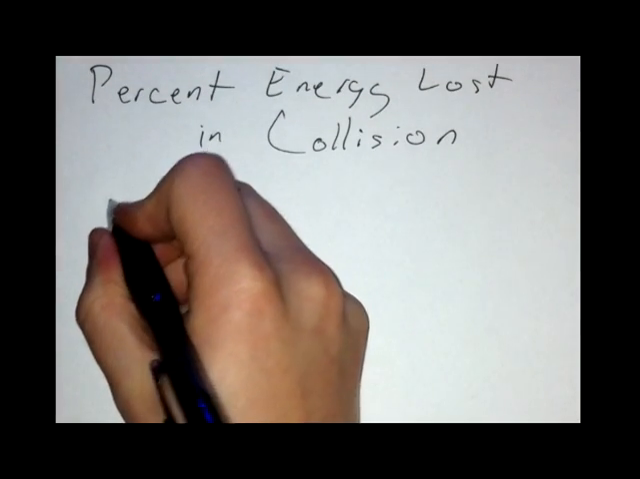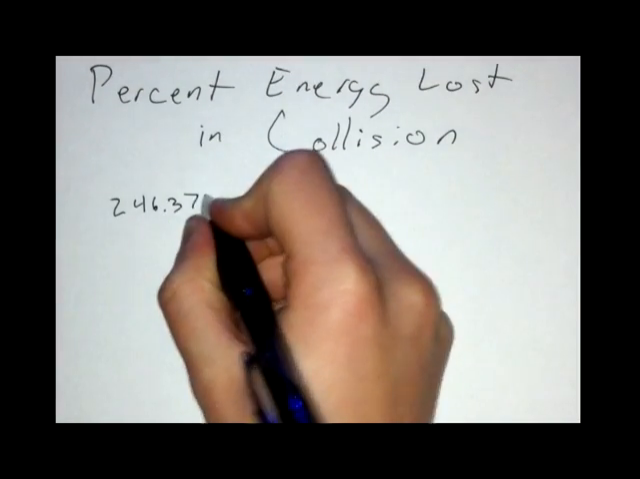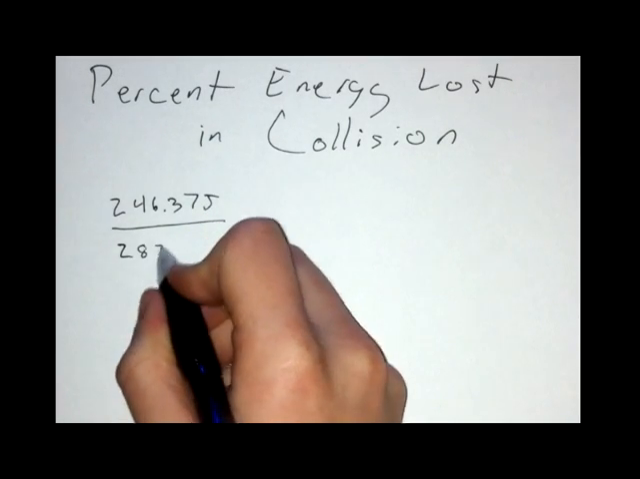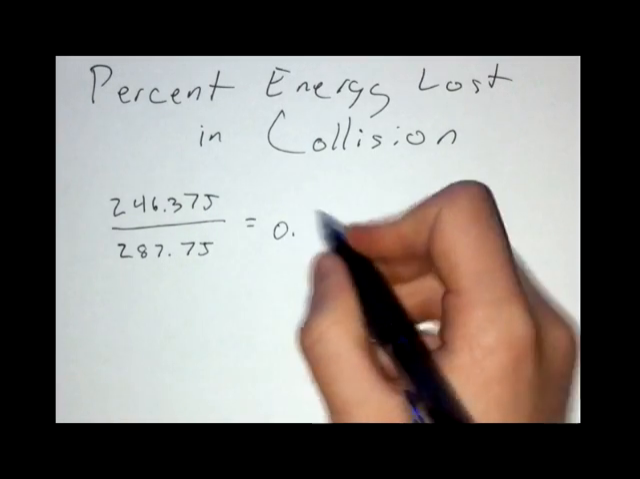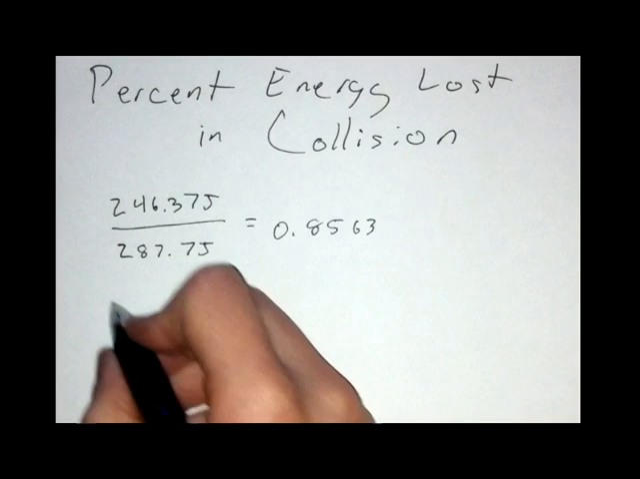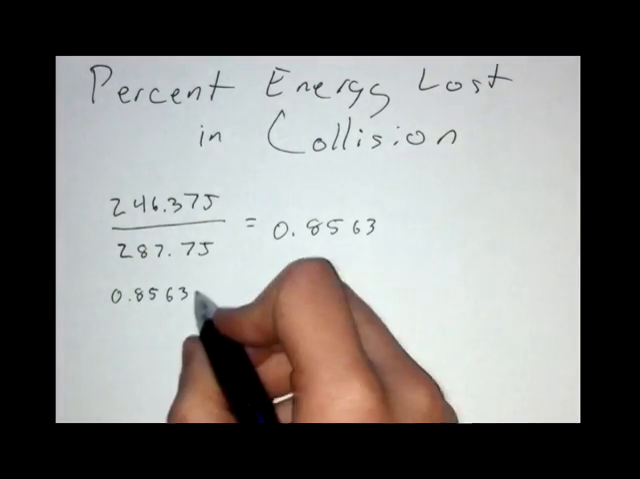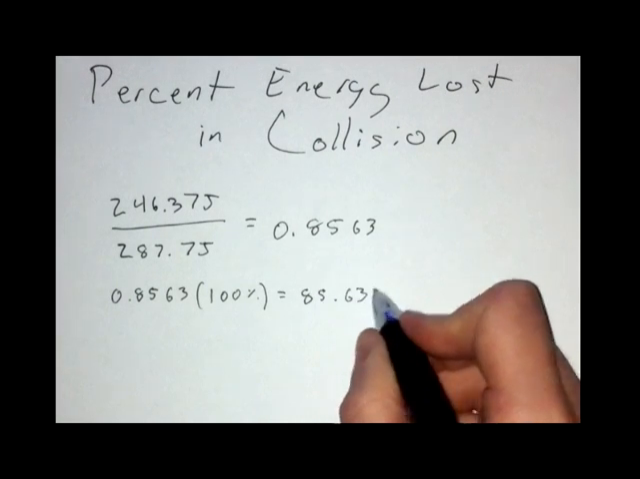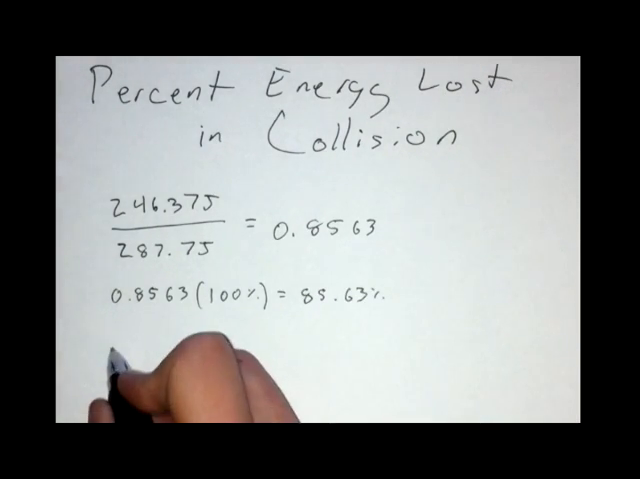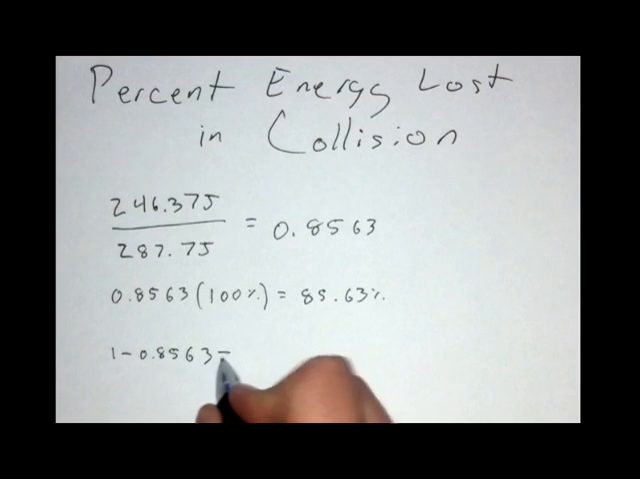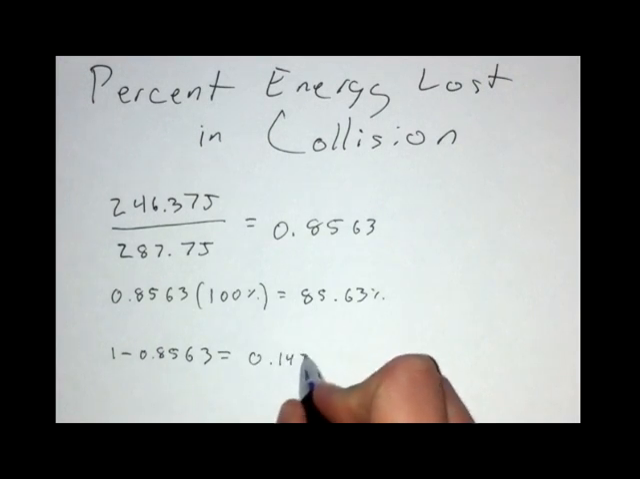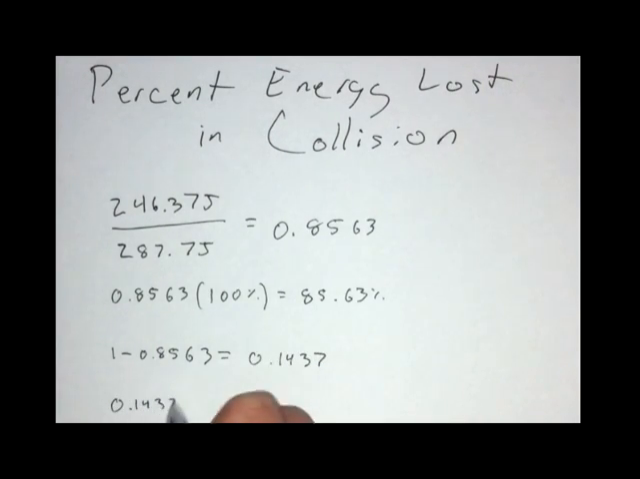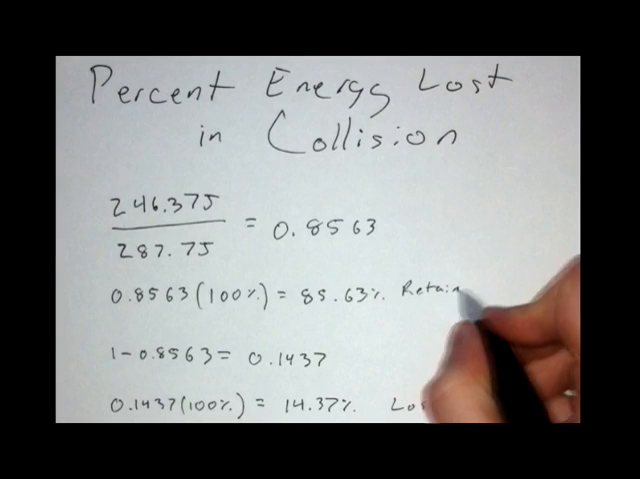So we calculated our percent energy lost in the collision because we had a coefficient of restitution of less than 1. And we calculated that our final energy after the collision was 246.37 joules divided by our initial energy of 287.7 joules, which gives us 0.8563, which is equivalent to 85.63% energy retained. And then if you subtract that number from 1, you get the amount of energy lost, which ends up being 14.37% energy lost from the collision.